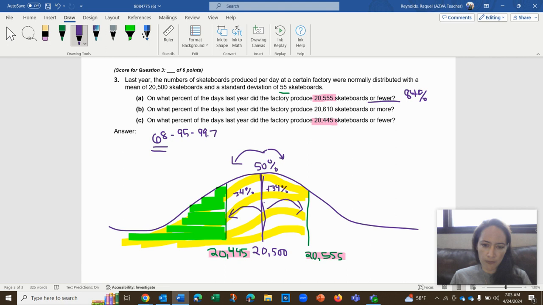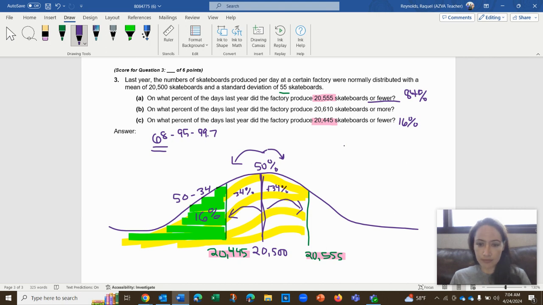So remember, this is 50%, but we now just want this. So you can do 50 minus 34, or remember that that's 32% on both sides, total of 32%, and notice that this will then be 16% remaining. Okay, so only 16% of days did the factory produce 20,445 skateboards or fewer.